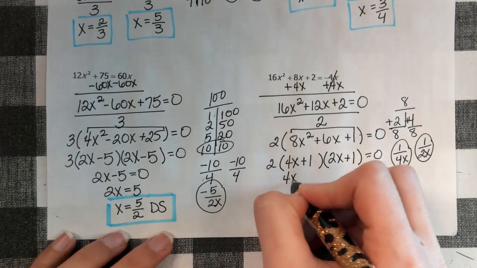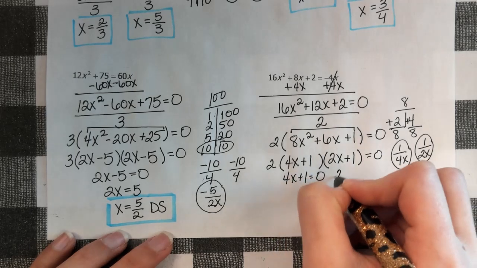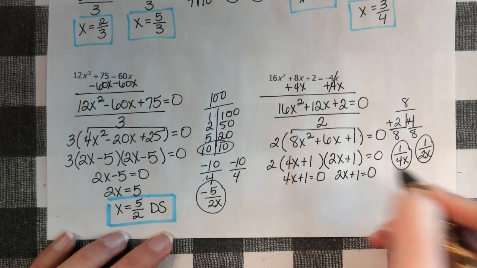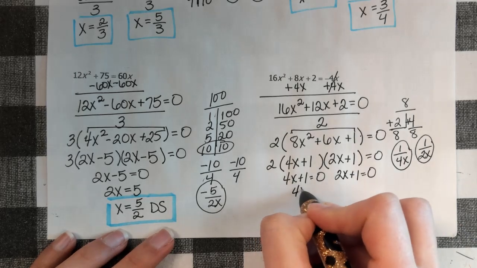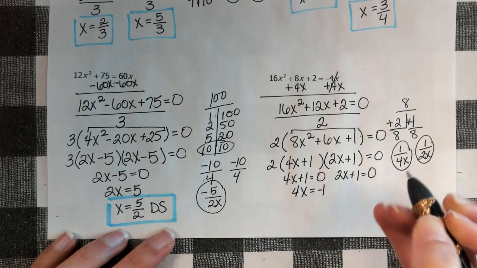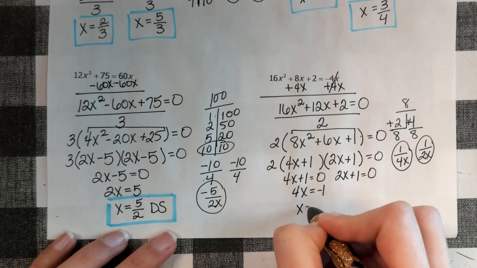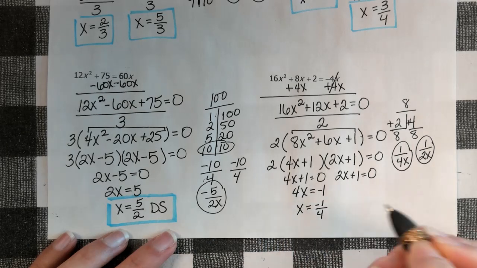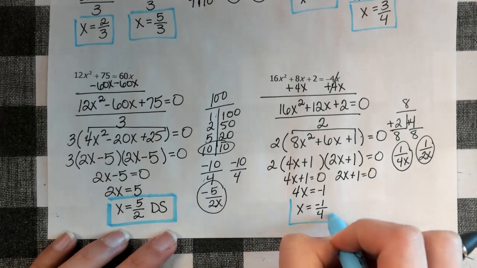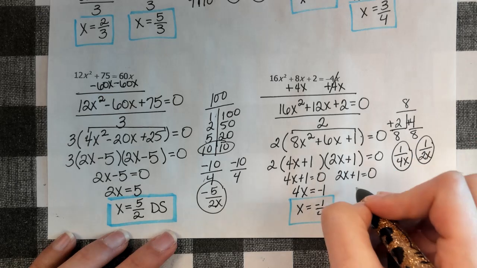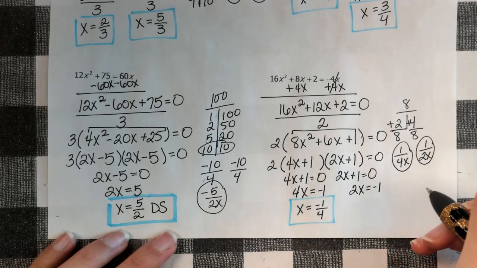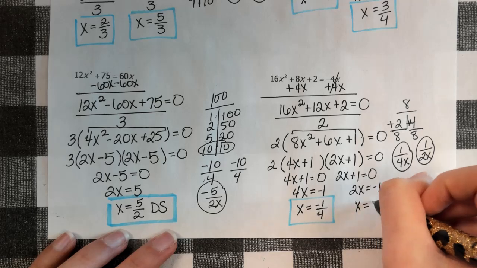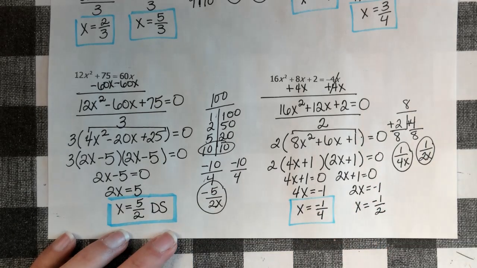So 4x plus 1 equals 0, and 2x plus 1 equals 0. Subtract your 1, 4x equals negative 1. Divide by 4, x equals negative 1/4. Then subtract your 1 again, 2x equals negative 1. Divide by 2, x equals negative 1/2.